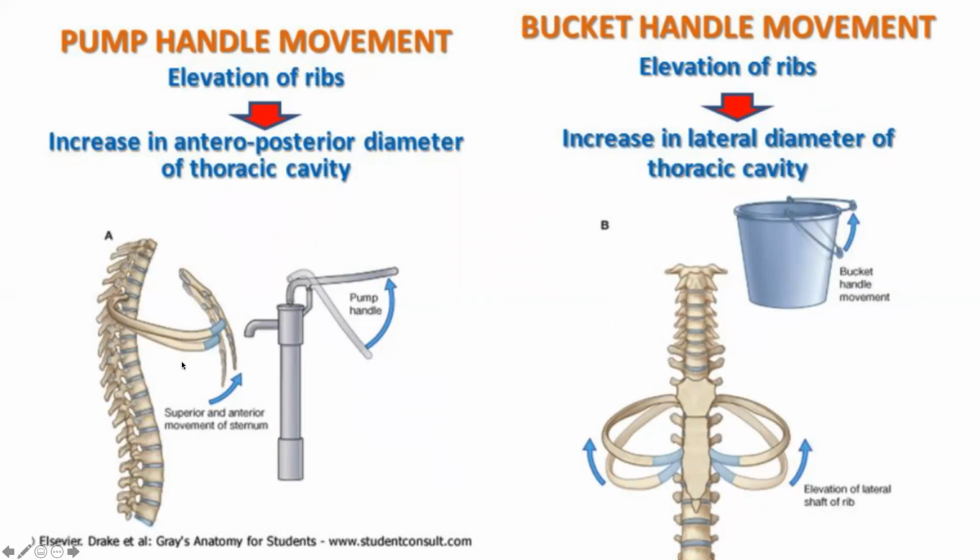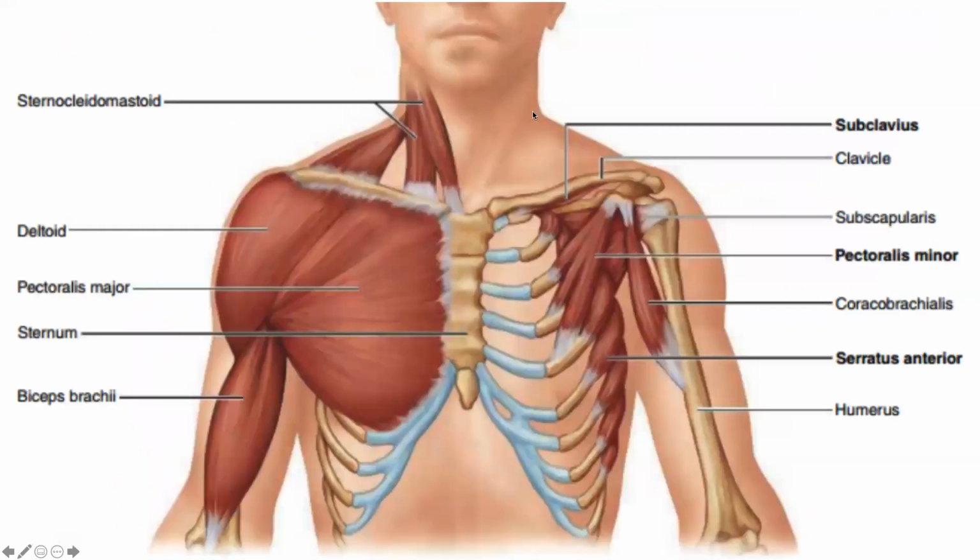And the same thing if we look from the side, because of the elevating ribs, we are pulling the sternum upwards here. That looks like a pump handle movement. So the combination of bucket handle and pump handle movement increases the anterior and lateral diameter of the thoracic cage. I want you to remember the pump handle movement and the bucket handle movement of respiration.